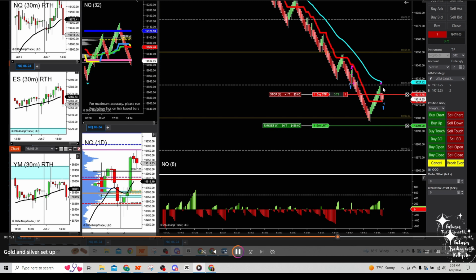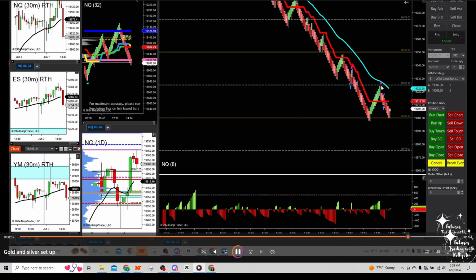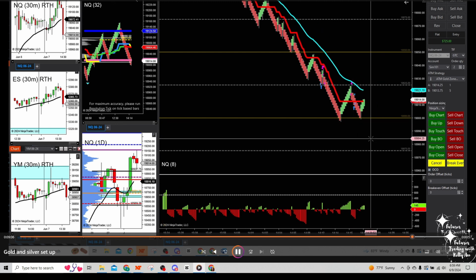My runner got stopped out. So had I answered correctly, I would have had the runner. So anyway, that is the silver setup. These are the trades that we're taking and we're testing.